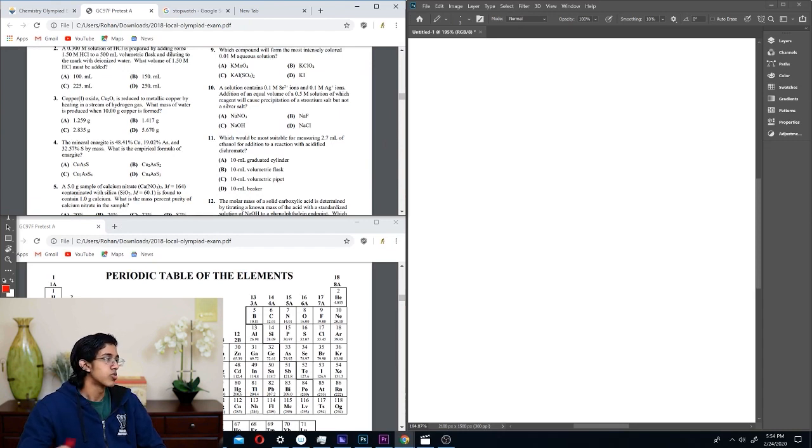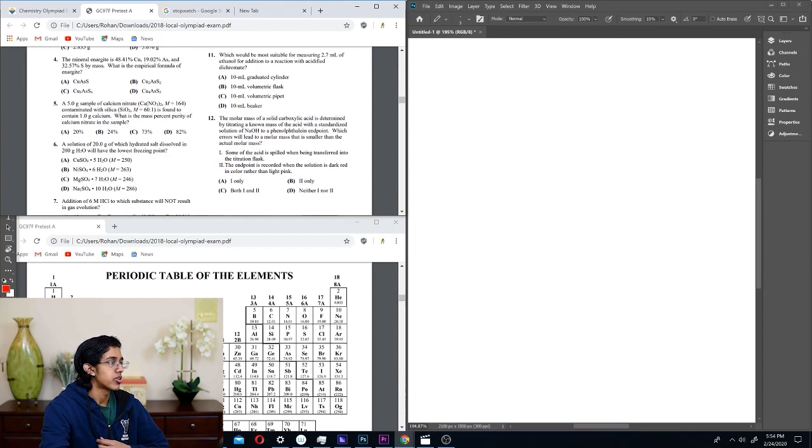11. Which would be most suitable for measuring 2.7 milliliters of ethanol for addition to a reaction with acidified dichromate? So that's literally just going to be the cylinder, because 2.7 is not an exact measurement, and you can't measure it with a 10 milliliter volumetric flask. Volumetric stuff just doesn't work for this, and the beaker is just bad, so A should be the answer. Basically the way it works is volumetric only does its own volume. You can't get anything in between. A graduated cylinder is really good for in-between stuff, and the beaker is just bad.